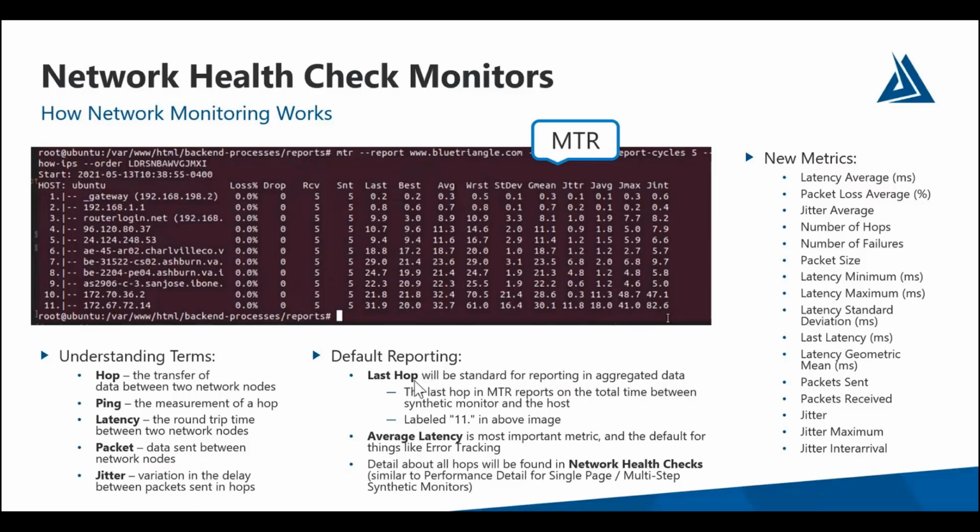And like I mentioned, the last hop is going to be the standard for reporting in Blue Triangle, and that's because it's the total time between the synthetic monitor and the destination host. Average latency is going to be the primary metric, and it's going to be the default for things like the error tracking and performance. But information about all hops is going to be found in the performance detail page for the network health checks.